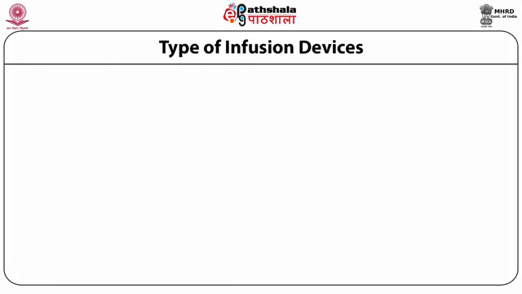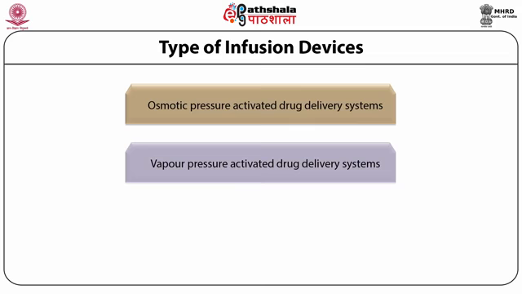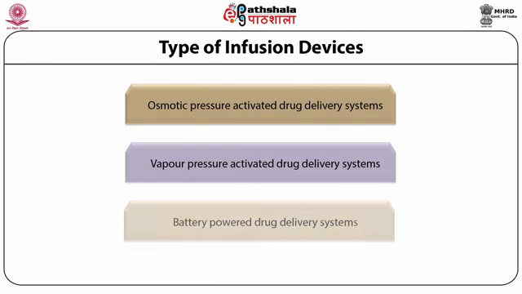On the basis of the drug delivery or release monitoring mechanism, infusion devices are classified into the following types. We have the osmotic pressure activated drug delivery systems, vapor pressure activated drug delivery systems, and battery powered drug delivery systems.